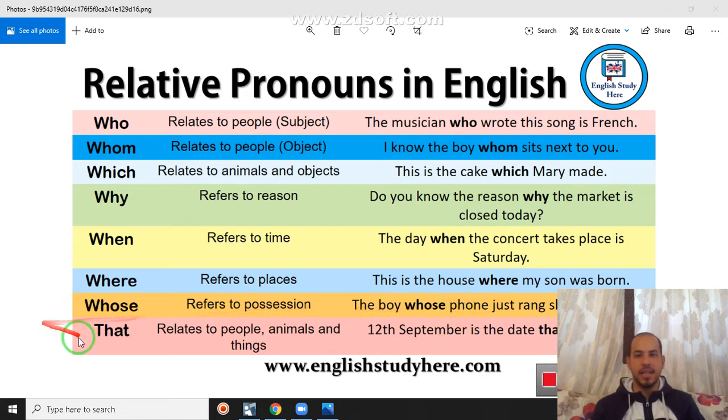Excellent. The last one is that. That relates to people, animals and things. So we can use that in brief. This is the summary of that. We can use that in the place of who. We can replace who by that. Also, we can replace which by that. And that's it. So we can use that to describe people, animals, and things.